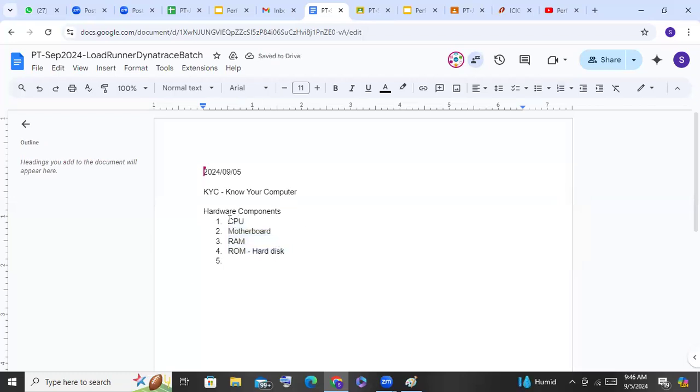Okay, what is CPU? Central processing unit. This is the central one which would process all your requests, or whatever the computer is supposed to do. And what is the motherboard? This is the one which would send the request to the CPU, RAM, ROM, all these things.